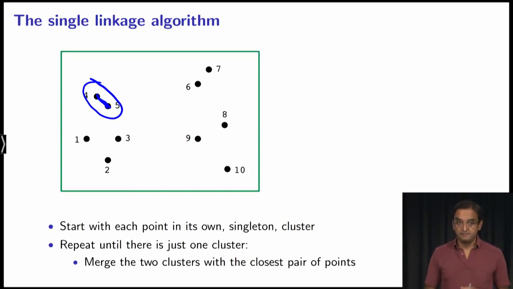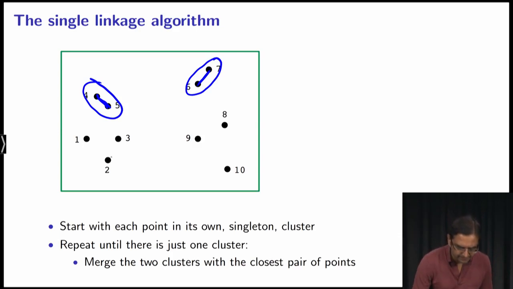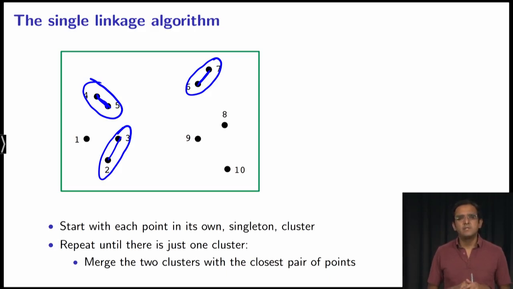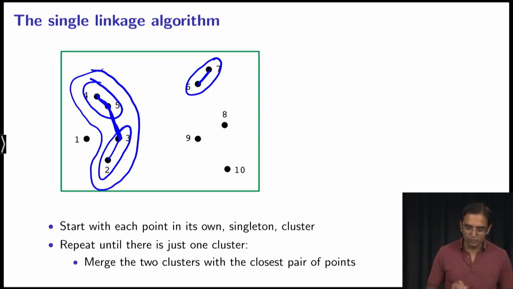Now we have 9 clusters. Okay, then we merge the next 2 that are closest. I think that's 6 and 7. Now we have 8 clusters. Then the next 2 that are closest. I guess that's 3 and 2. Now we have 7 clusters. Now which ones do we merge? Okay, so the next closest edge, the next smallest edge, I think is this one. So we would actually merge these 2 clusters into a single cluster of 4 points. Okay, and so now the number of clusters we have at this stage is 1, 2, 3, 4, 5, 6. We have 6 clusters. Then we merge the next 2 closest points.